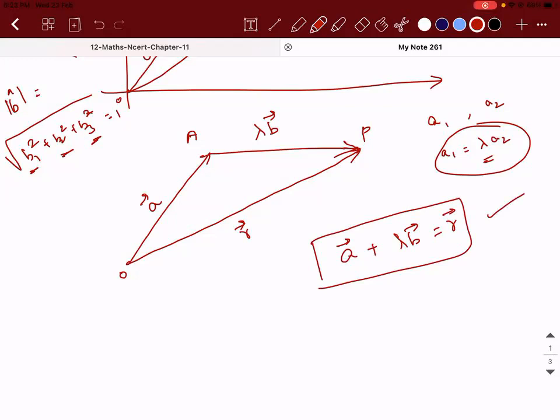Yes, already, sir. If you have learned it, now you understood how it comes. Not a big thing. It's a simple logic. So R vector is equal to A vector plus lambda times B vector. Then what do you call this? This is called the vector equation of the line.